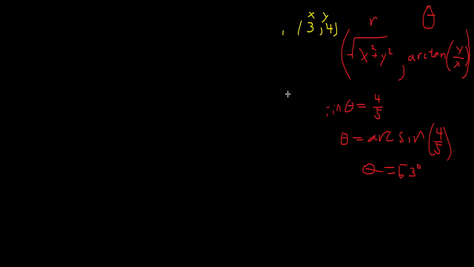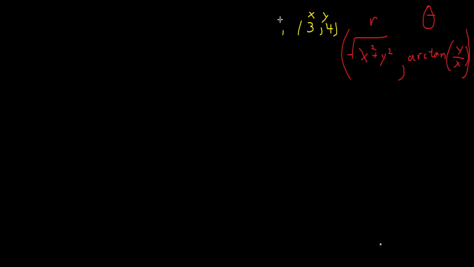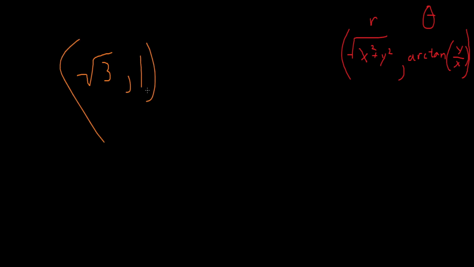So let's go ahead and practice this with a couple of points. I'm going to lay the points out, and then we're going to plug them into that formula and see how that turns out. So let's say we have the point square root of 3, comma 1. That would mean my x is the square root of 3, my y is 1.